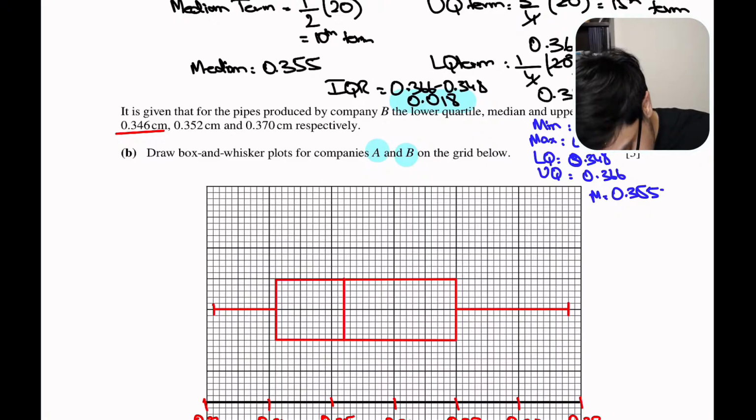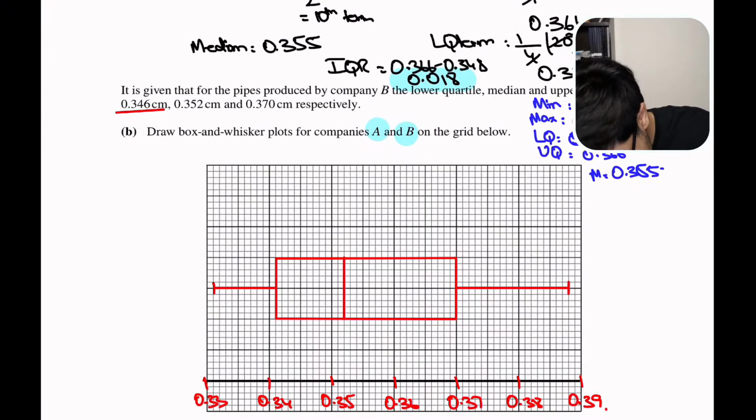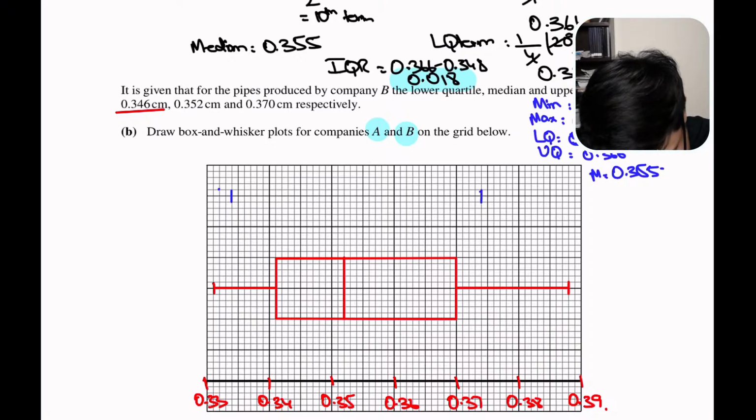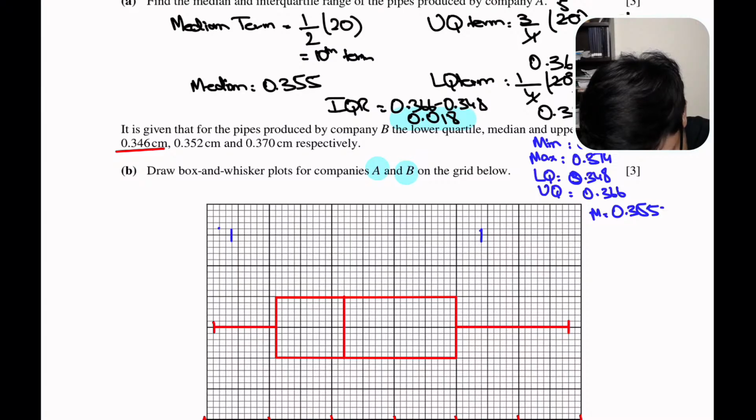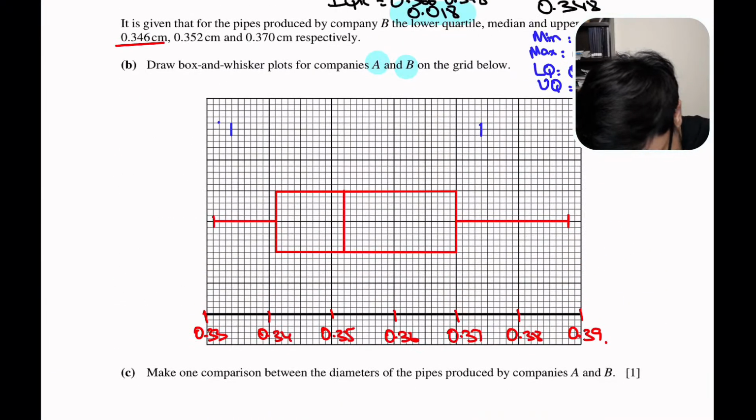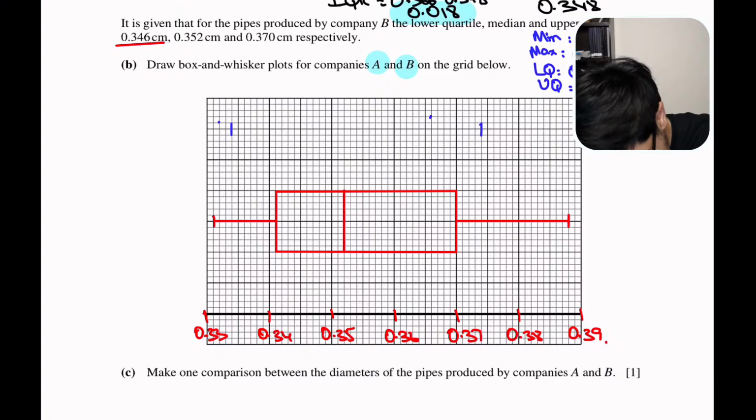Now the minimum is 0.334, right? So 0.334 is going to be somewhere over here. Then comes the maximum value, 0.374, so 0.374 is going to be somewhere over here. Then there is the upper quartile, 0.366. So 0.366 is going to be somewhere over here, right? So it's going to be 0.366.